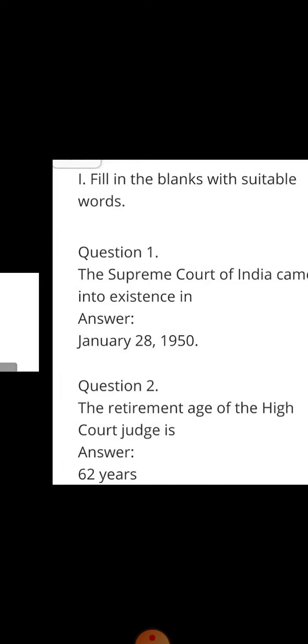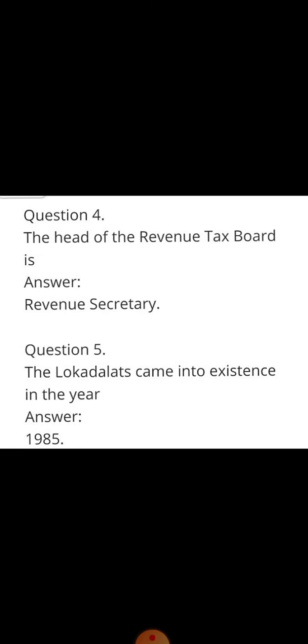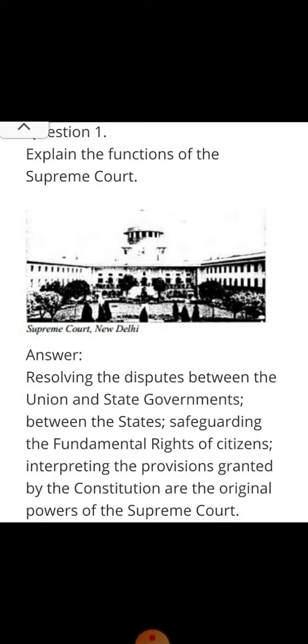Okay, so we'll move next. So the third one, the judges are appointed by whom? The judges are going to be appointed by the president only. Okay. Next question, children. The head of the revenue tax board is called what? The head of the revenue tax board is called revenue secretary. Okay. Next, in which year did the Lok Adalats come into existence? Well, the correct answer is 1985. Okay.